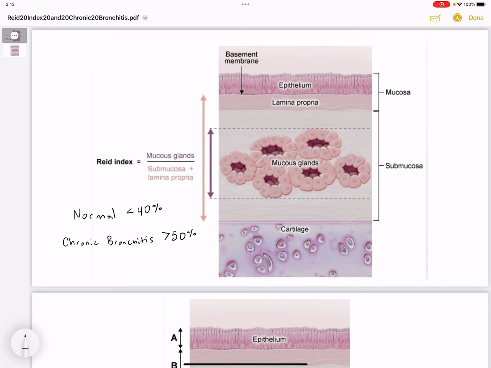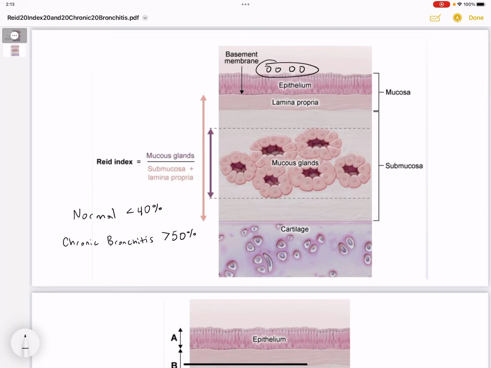And the reason for this is because smokers are going to be inhaling a lot of irritants and particles that are going to be damaging our lungs. So when we have these particles, they're accumulating in our lungs. What needs to happen is we need to produce more mucus in order to get rid of these particles.